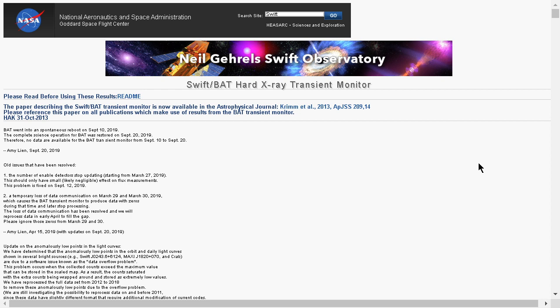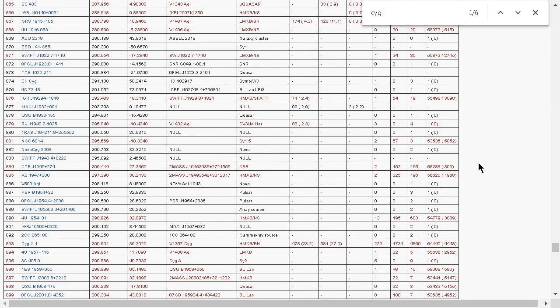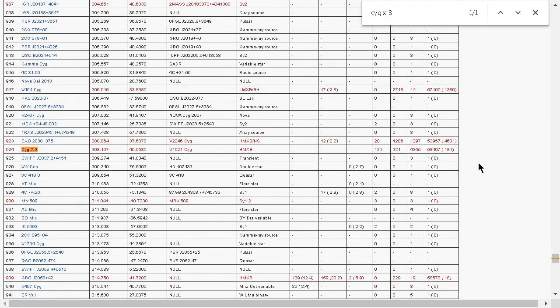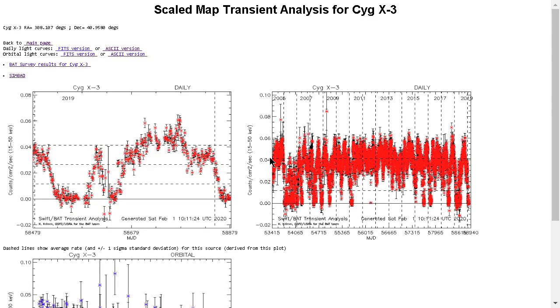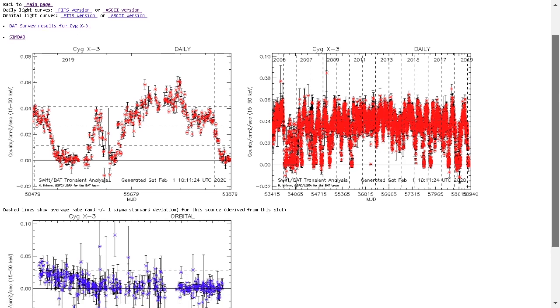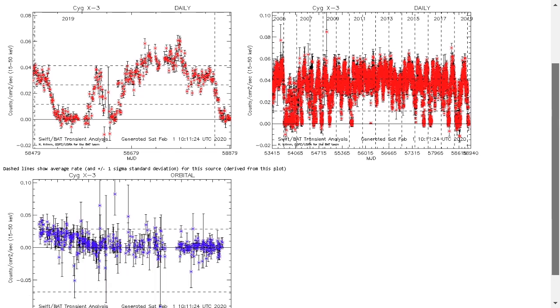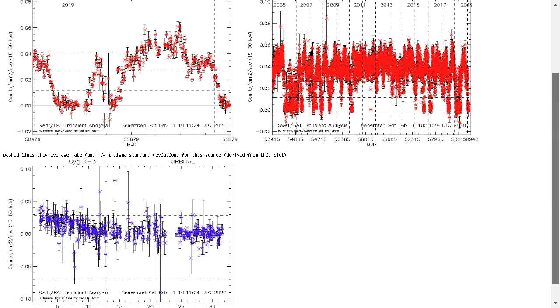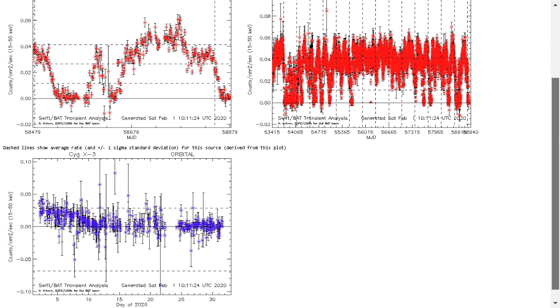Let's look at a transient at the Neil Gehrels Swift Observatory, my personal favorite. It's Cygnus X-3, otherwise known as the star Deneb, Alpha Cygni, the brightest star in the constellation Cygnus. Also the most intrinsically bright object that we can see in the entire Milky Way galaxy. As this thing is kind of like a blazar, it's a high-mass X-ray binary down which we're looking the jet. We're looking directly down the jet of Cygnus X-3.